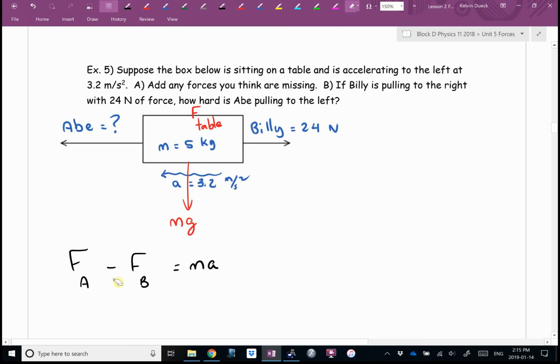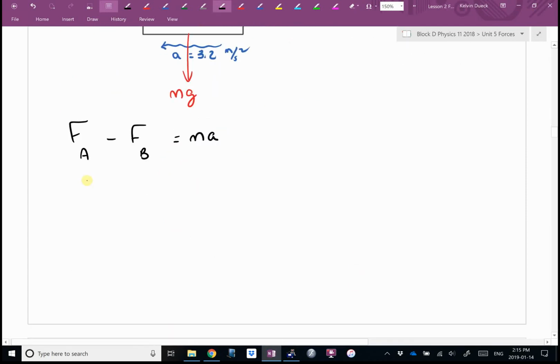You're way overcomplicating this. What's immediately sitting right here in front of the FB, right there where my little cursor is moving over? A minus. So how will I move the FB over? Yep. Do you say plus? Add it, plus it? Yes. Okay, so I get this. You want to know how hard Abe is pulling? It's going to be MA plus FB. I'm not putting that on your formula sheet because that's unique to this situation.